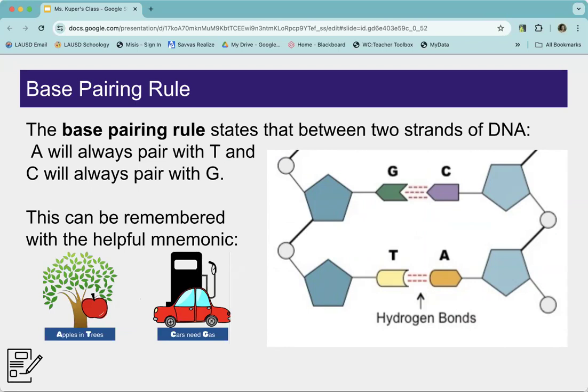And there is a helpful mnemonic that you can use to remember the base pairs, and that is A goes with T, just like apples grow in trees, and C goes with G, just like cars run on gas, right? Cars need gas, apples grow in trees. You can also say cars go in garages. Not everybody has a garage, and not everybody's car runs on gas. But if you can remember one of those two things, it should help you remember that A goes with T and C goes with G.